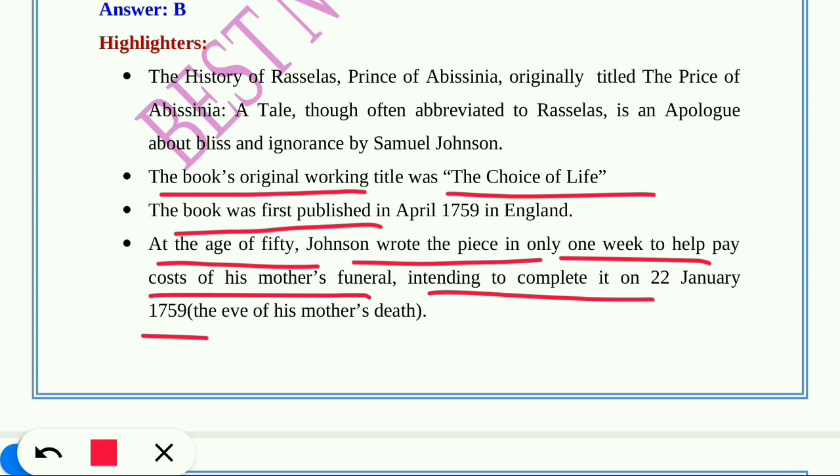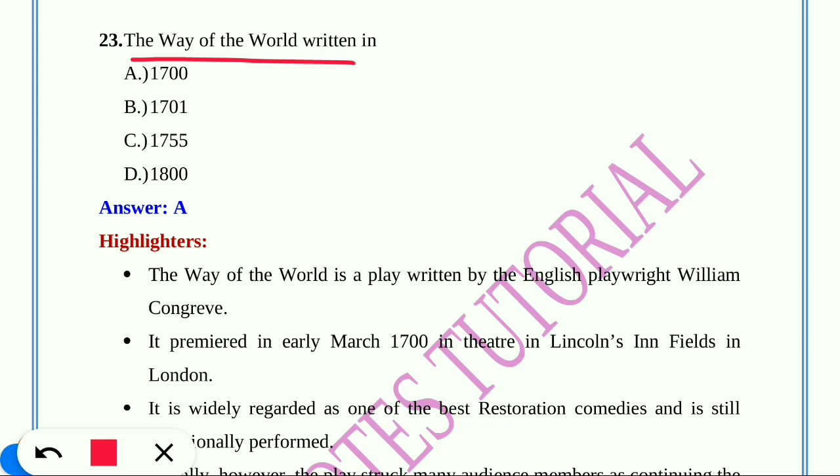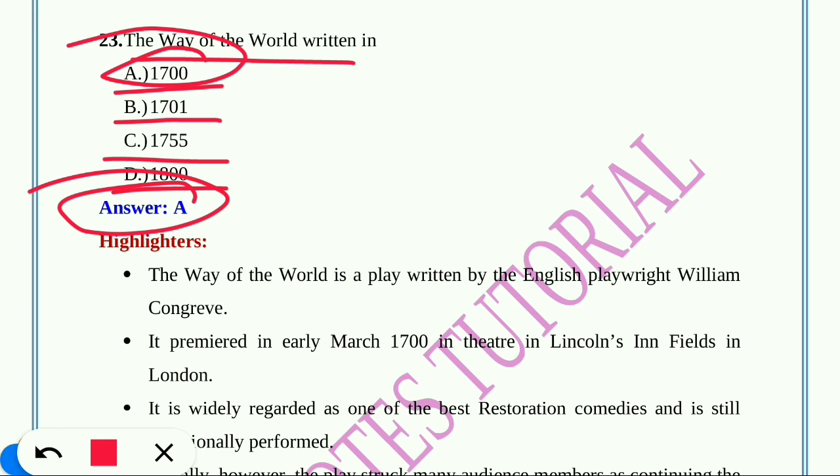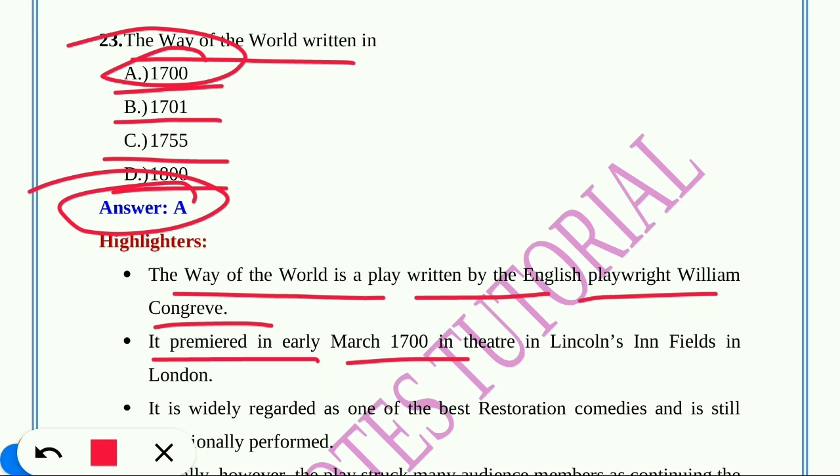The Way of the World was written in 1700, 1701, 1755, or 1800? The correct option is option A, that is 1700. Let's see the highlighters. The Way of the World is a play written by the English playwright William Congreve. It premiered in early March 1700 in the theatre in Lincoln's Inn Fields in London.